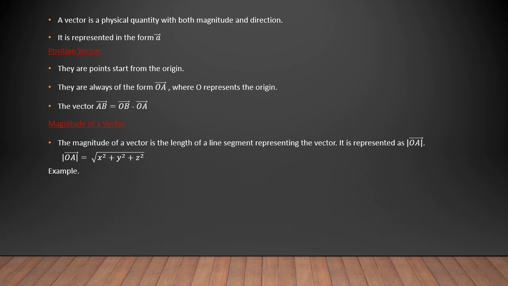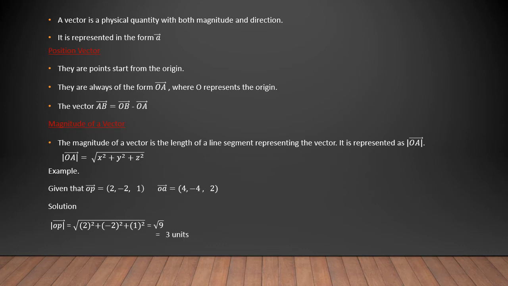Let's take an example. We have the point OP 2, negative 2, 1. We have the point OA 4, negative 4, 2. Now let's see the answers. The vector OP is going to have magnitude square root of 9, which is simply going to be 3 units. So I'm expecting you guys to do OA and drop your answers in the comment section below.